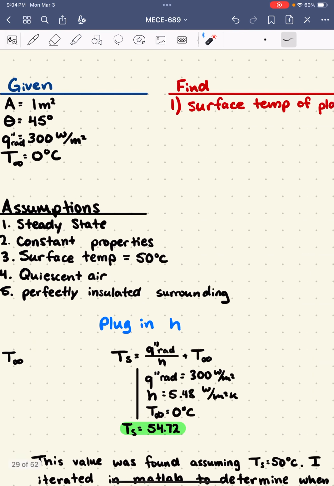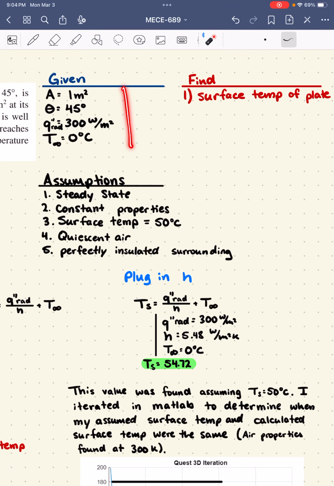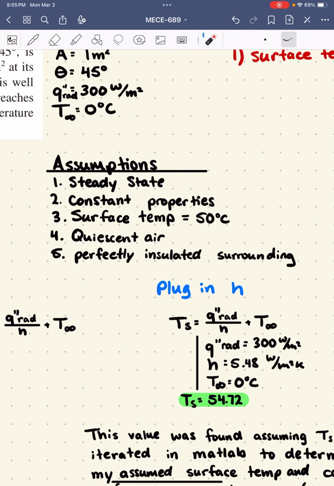So, in summary, we're given these constants. We're going to make a couple of assumptions to find the surface temperature of the plate. The first one is steady state, the second is constant properties. The third one is that the surface temperature is 50 degrees C, and I'll explain why in a second that I'm making this assumption. Fourth is that we've got quiescent air, and fifth, we've got perfectly insulated surroundings.